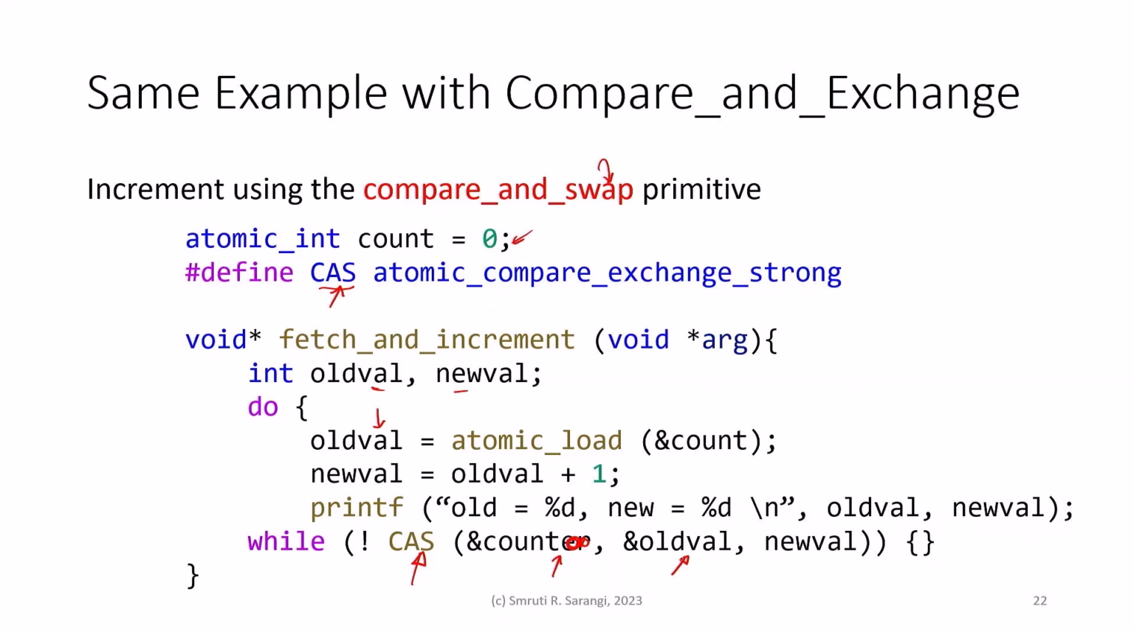But the key thing is it will compare the current value of count with the old value. Is it still what you have read, or has it been updated in the middle? Because we are assuming that between two instructions, the delay can be indefinite, right? So first you check if it is still the same or not. If it is still the same, then you replace the old value with the new value, else you return false, which means it will try again. If it's true, you get out. So this is compare and swap, or compare and exchange.